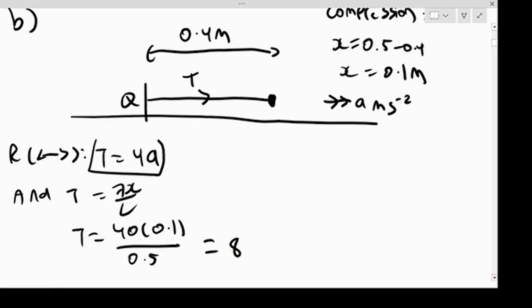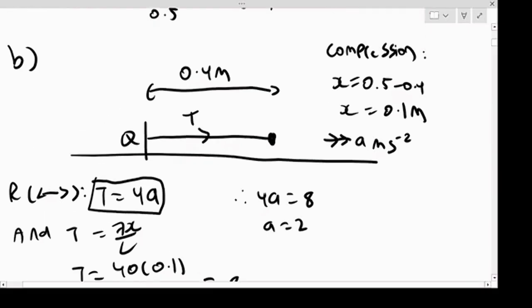So now again I can sub T into here to find A. So 4A is going to equal 8, therefore A is going to be 2. So there we are, my acceleration is 2 here. And indeed, it moves to the right. Okay, it moves forward. Again, if you weren't too sure about the movement, that's fine.